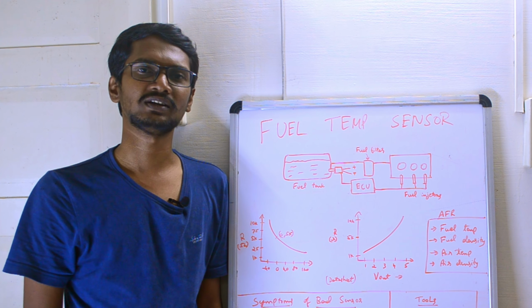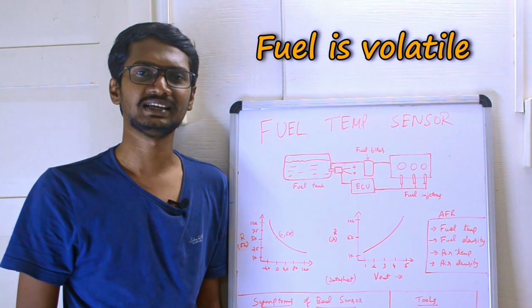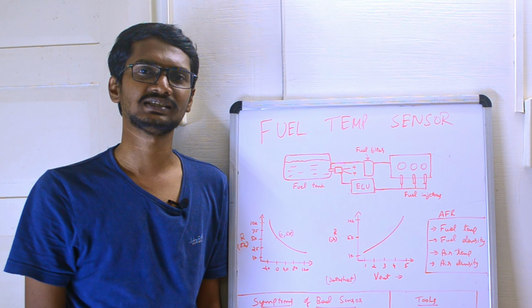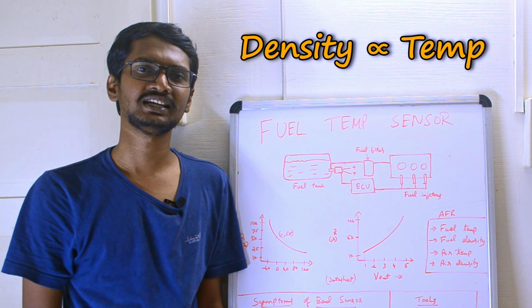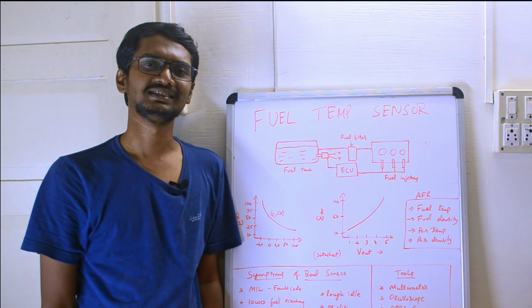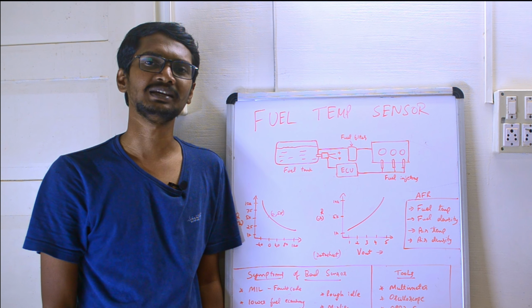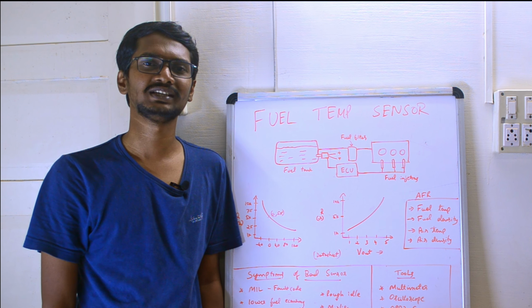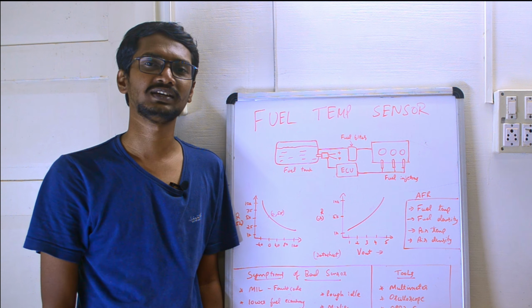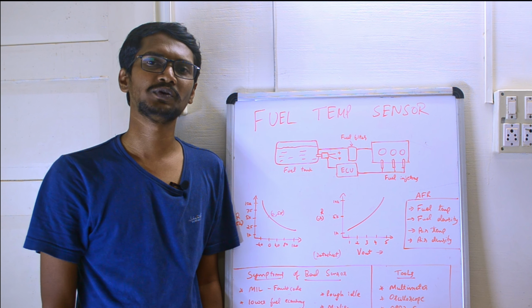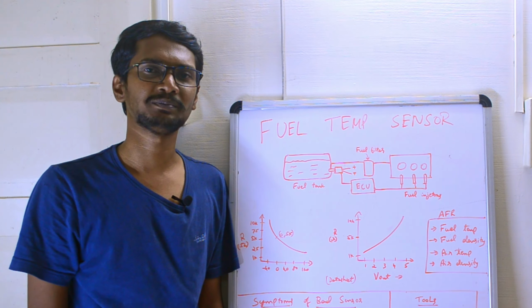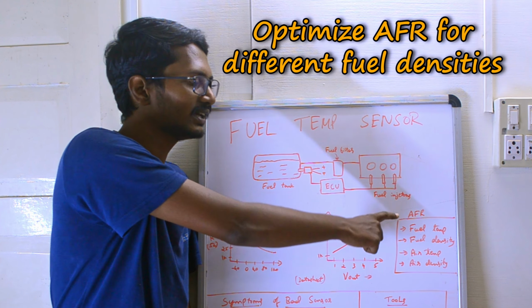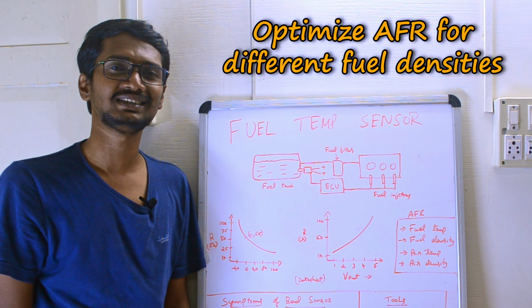Fuel, that is petrol or diesel, both are volatile in nature. That is, they can easily exist in the vapor form at normal temperature. Density of the fuel is directly dependent on the temperature. If the density of the fuel is less, it can easily mix with the oxygen, thus producing the effective combustion. If the fuel is more dense, then it will need more time to mix with the air molecules, thus delaying the combustion by few milliseconds. If we can get the fuel temperature values, we can optimize the AFR ratios for different densities of fuel.